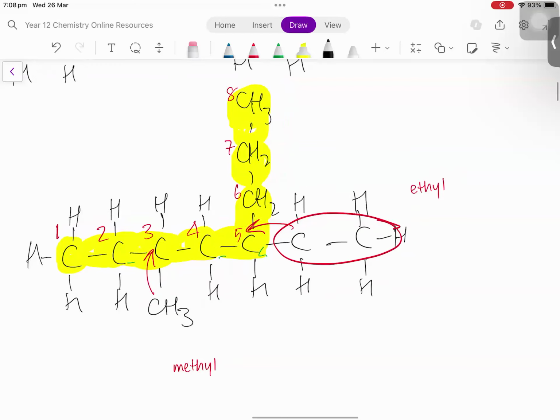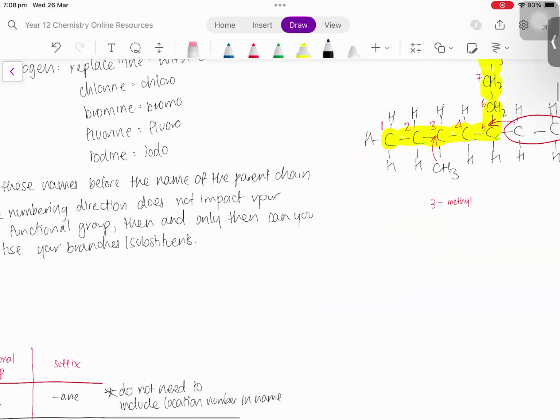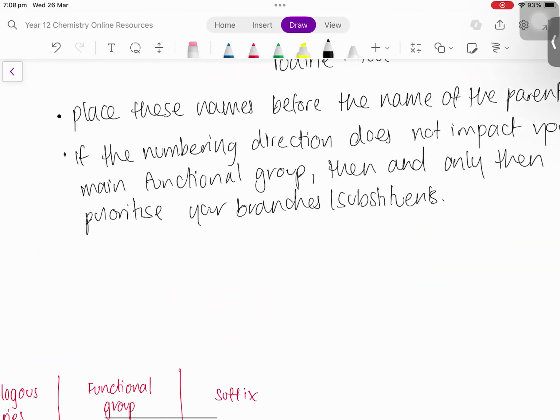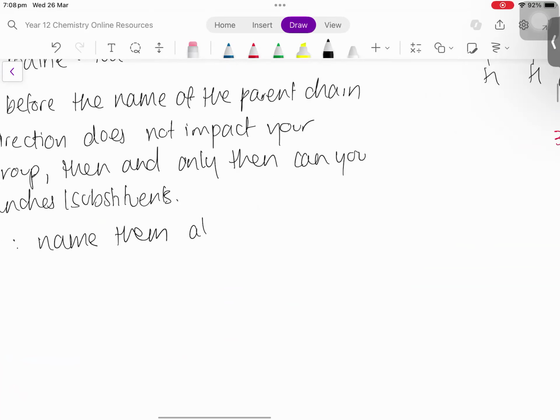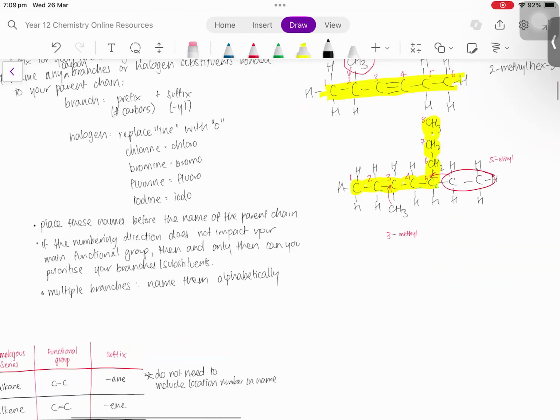And so then you have, what do we have now? I'm going to put the numbers in front of the names. I've got 3 ethyl and 5 methyl. You've got 2 branches that you've named now. I'm going to go back to your steps and add one more thing. If you have multiple branches, name them alphabetically. If you have multiple branches, name them alphabetically.